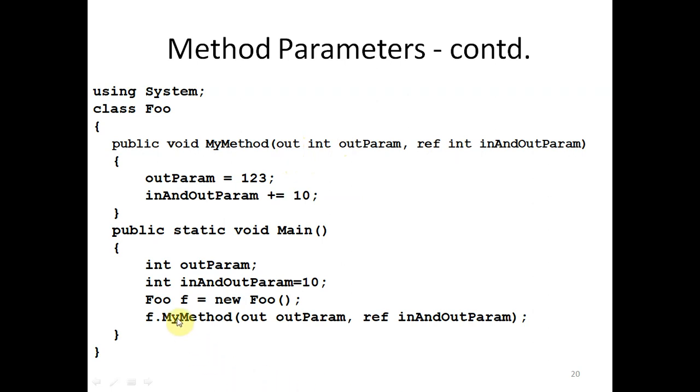When we run this program, we write f equals new Foo, defining the object of the class, and then we write f.MyMethod, this function we are executing. The out parameter means this one, and the ref in-out parameter means the second one. When we pass these two values, the out parameter is transferred here and the in-out parameter is transferred here. The out parameter gets 123, and the in-out parameter equals in-out parameter plus 10.